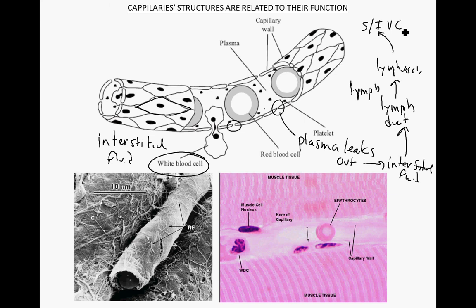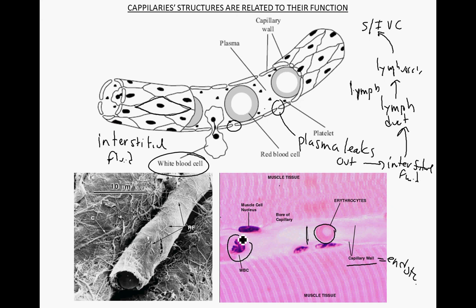Electron micrograph down here of capillary right here. And then here is a photomicrograph of a capillary. We see that we're identifying the width of this here. Here's an erythrocyte, a red blood cell. Right? The capillary wall, this wall, again, is the endothelium. Right? Simple squamous epithelium there. And then you have skeletal muscle tissue to which we're delivering these. Right? You also then see a white blood cell in there.